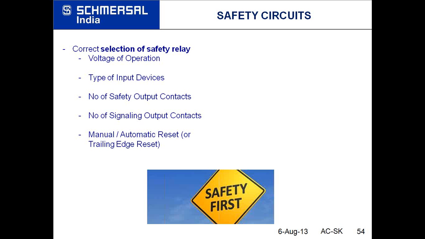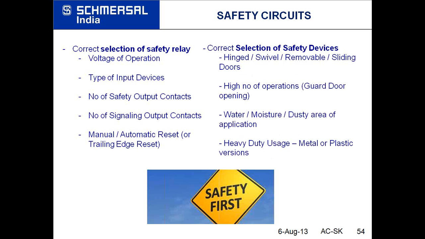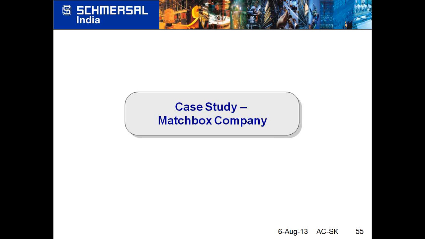And then in selection of safety devices, we should take care of what kind of door guards are there, whether it is a dusty, water or moisture area, or what kind of usage it has got, whether we can use a metal or a plastic version. Some of the requirements for selection of the devices used for safety in a machine or a process. This completes my session on this.